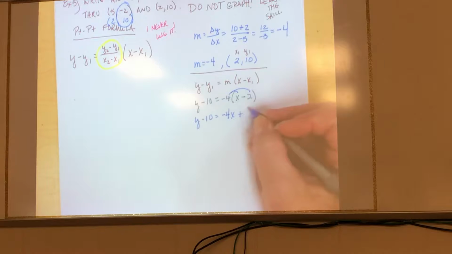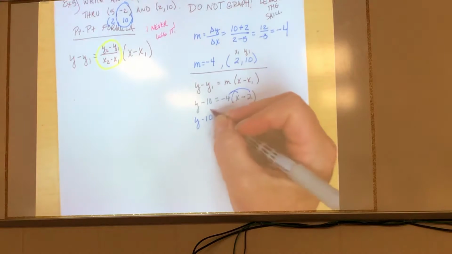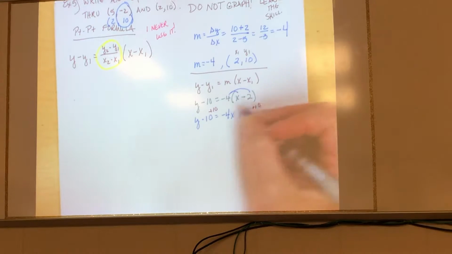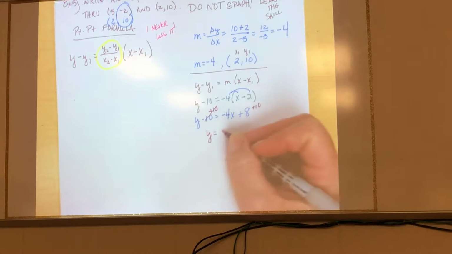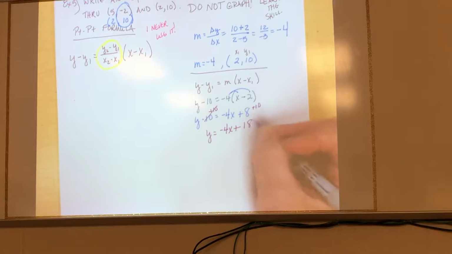Positive 8. Okay, now what do I need to do? I've got to collect like terms. Tell me how to do it. Add 10 to both sides. These cancel out, and y is equal to -4x plus 8 and 10 make 18. Now what am I going to do?